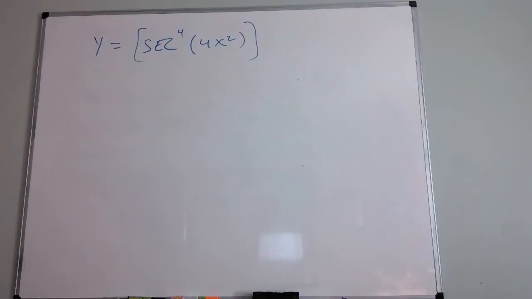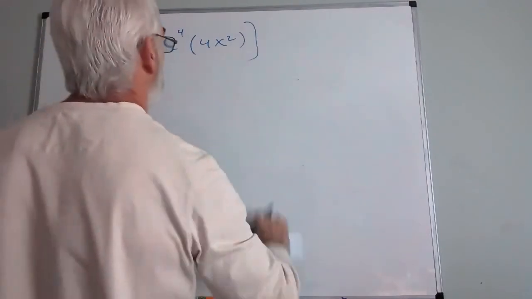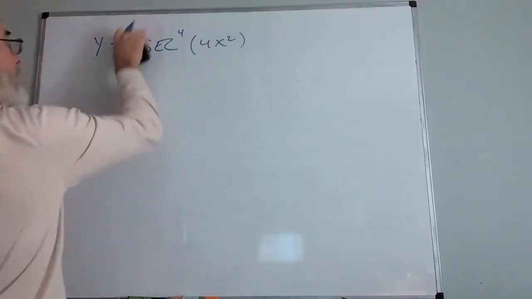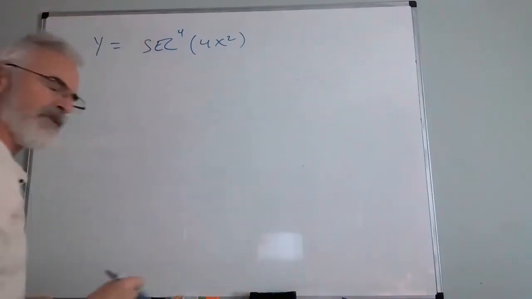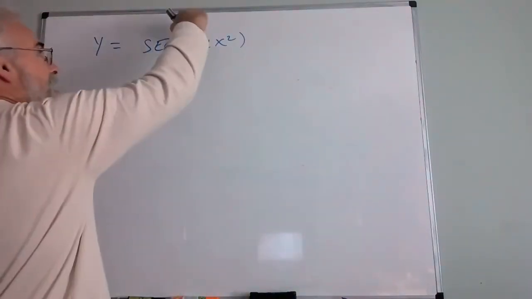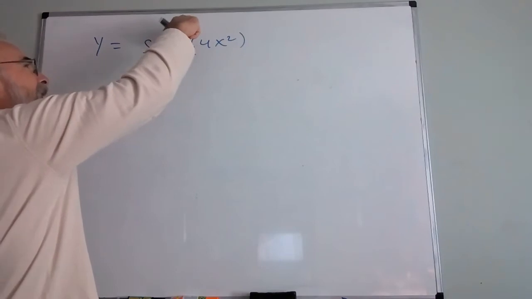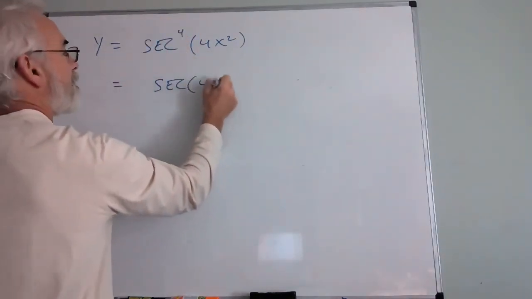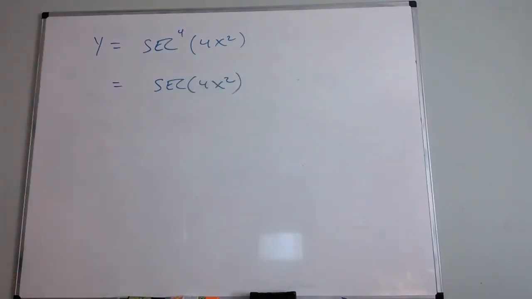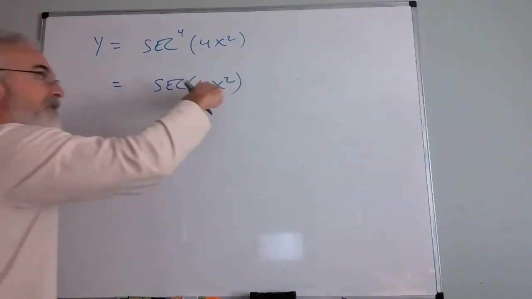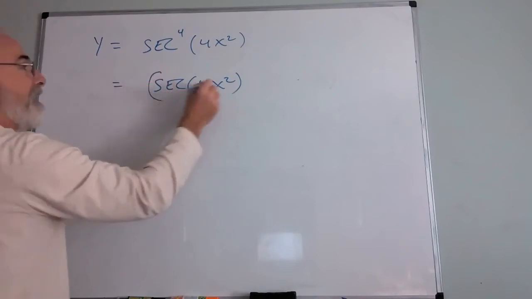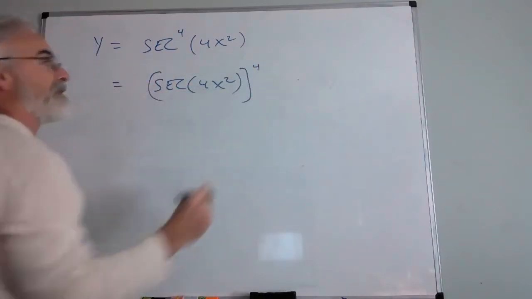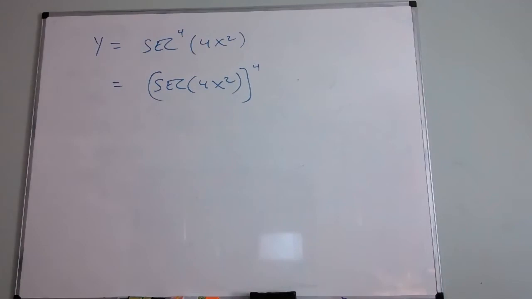Now you're looking at that and saying, well, actually, sorry, I don't need the parentheses yet. You're looking at that and saying, how is this a composition of a composition? Because that 4th power is outside the secant. In other words, this is the same as saying secant of 4x squared, which is already a composition. Secant's my function, and this is my innermost function, and I'm taking this whole thing and I'm raising it to the 4th power. So there's 3 deep.